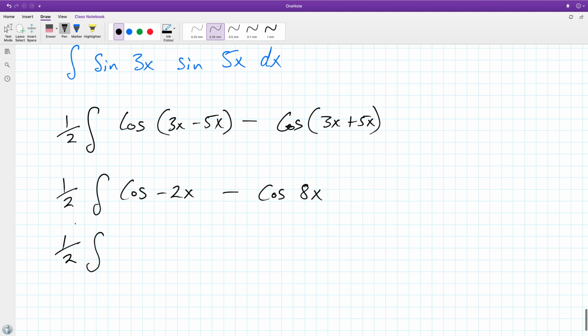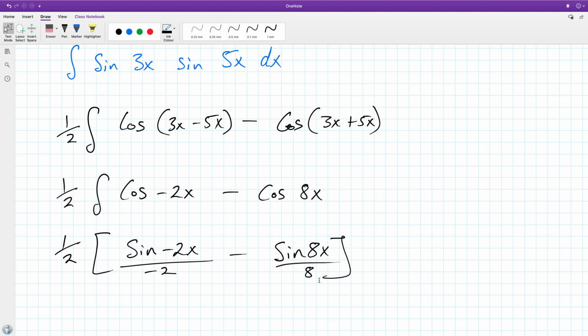That is a half times, right, integrate cos, leave your half on the outside, integrate the cos of minus 2x, and we get the sine of minus 2x over minus 2 minus integrate cos again, the sine of 8x over 8. Is that okay?